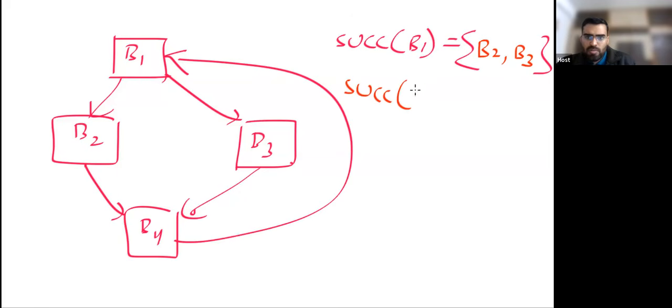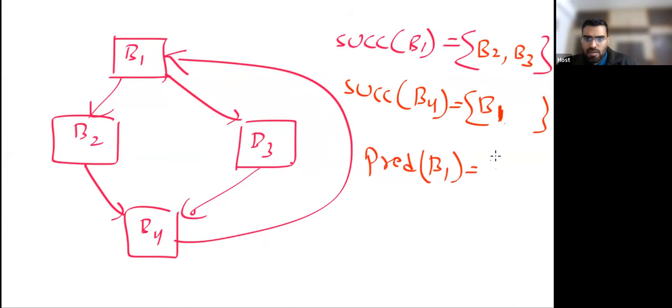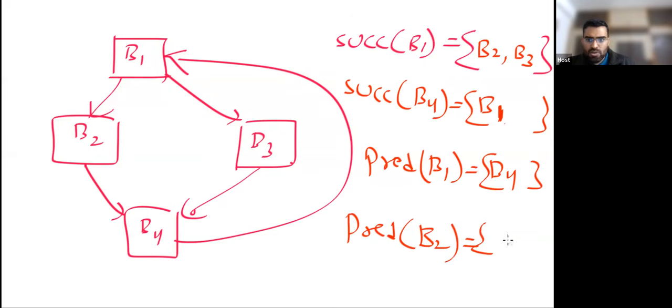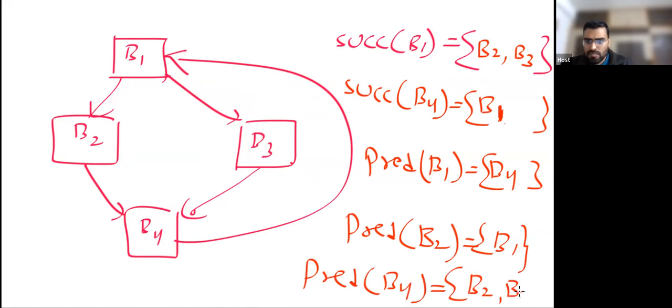What are the successors of B4? The successor of B4 is B1. And what is the predecessor of B1? The predecessor of B1 is B4. What is the predecessor of B2? The predecessor of B2 is B1. And what is the predecessor of B4? The predecessor of B4 is B2, B3. Is this clear? Predecessor and successor.